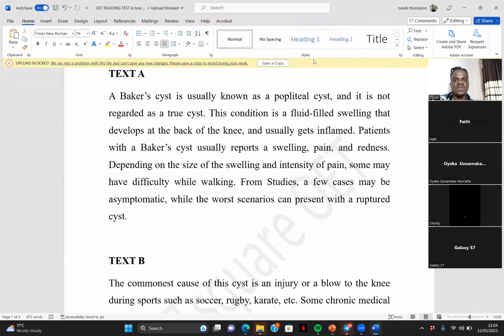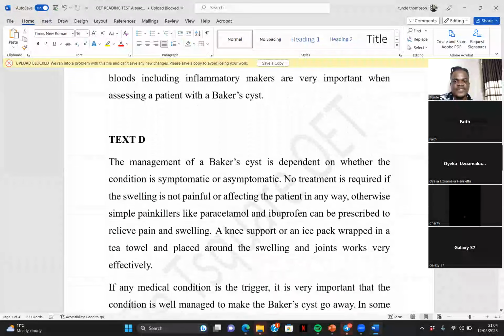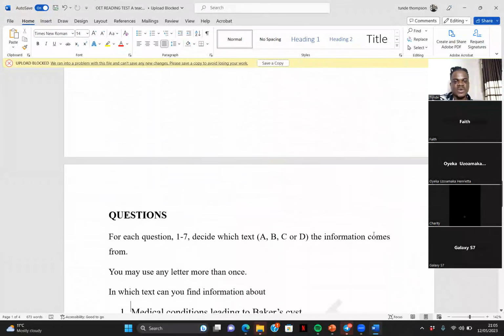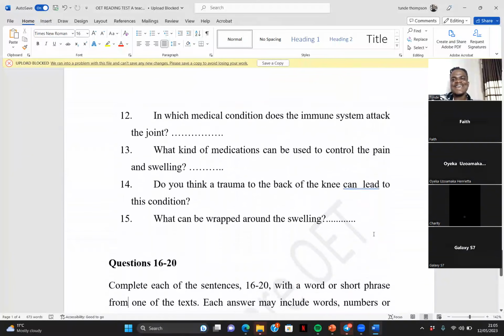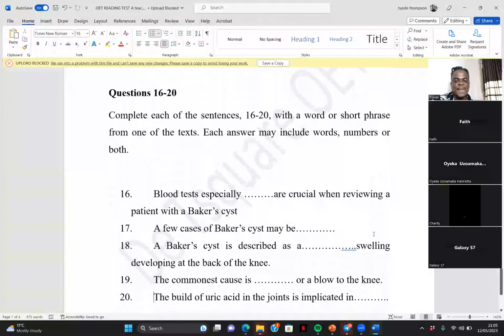Good. So let me see what you guys answered. Yeah, fluid-filled, that's correct. So a Baker's cyst is described as a fluid-filled swelling. That's what is going to be the answer there. Even me that developed the text, I was thinking, is this wrong or not? So that means it's an adjective, a fluid-filled describing the kind of swelling.